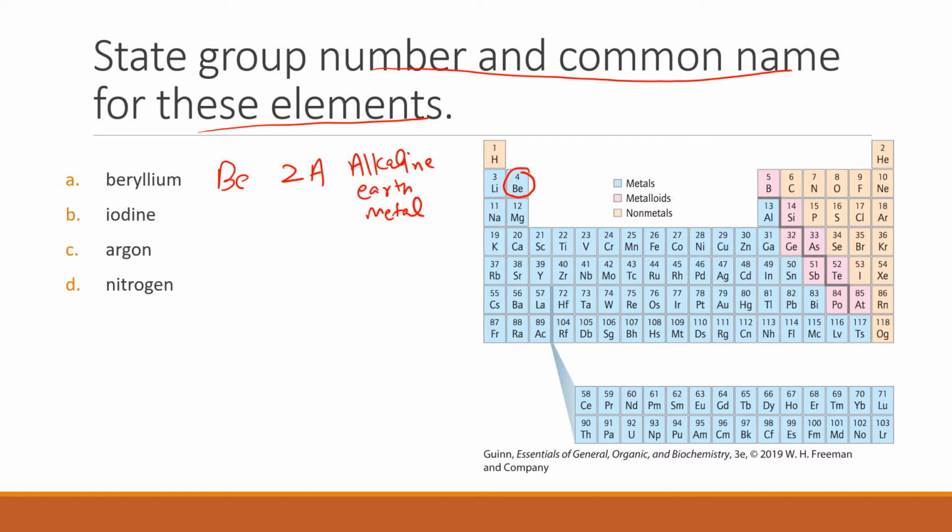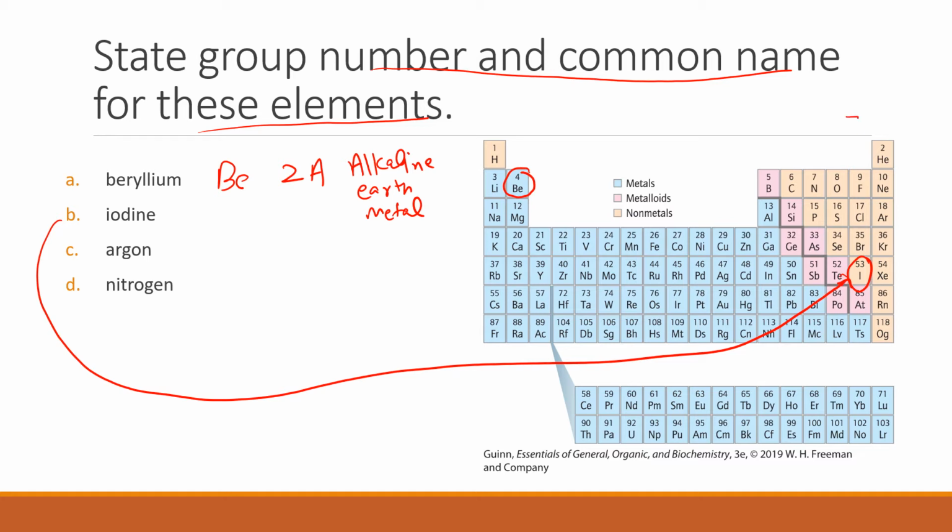B, iodine. So iodine is here, so that is iodine. Iodine is present in group 7A, so its group number is 7A, and the common name of this group is halogens. So iodine is a halogen.